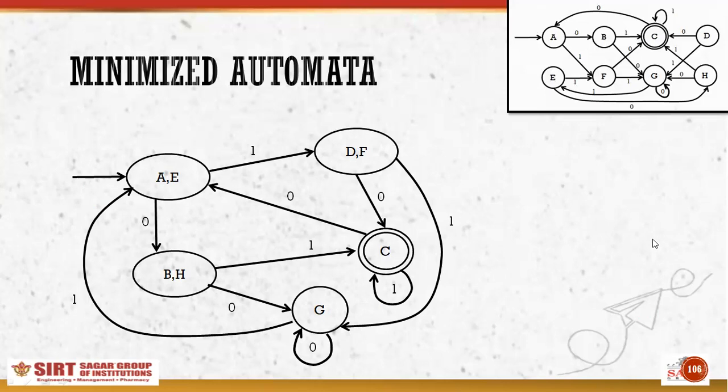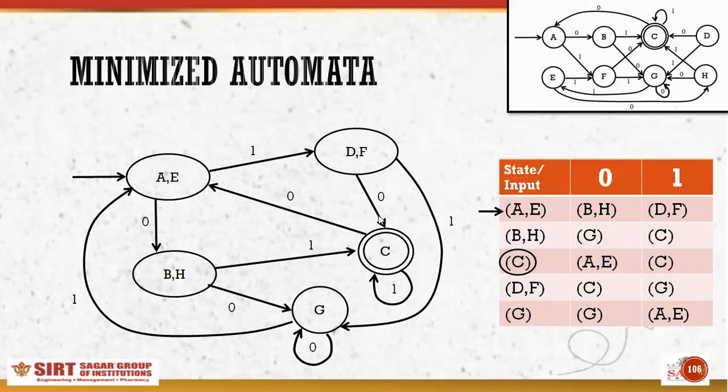Now, if you are bothered about the names of the states written over here, they can be renamed. You can rename AE as Q0, and the others Q1, Q2, Q3. It is up to you. It does not have any problem. And you can make its transition table also. You can directly map it into a transition table. So this was the method to minimize a finite state machine to as few states as possible.